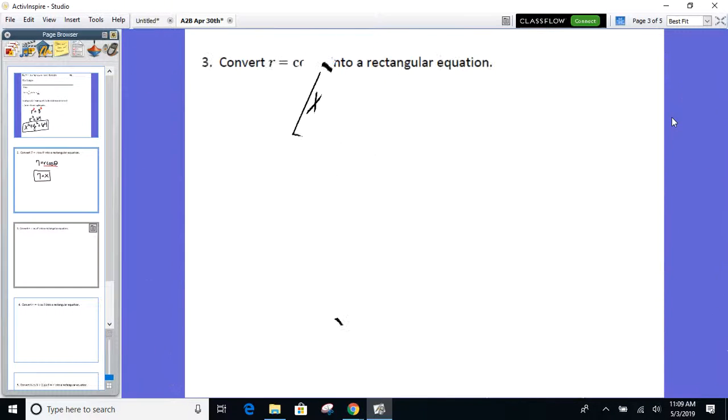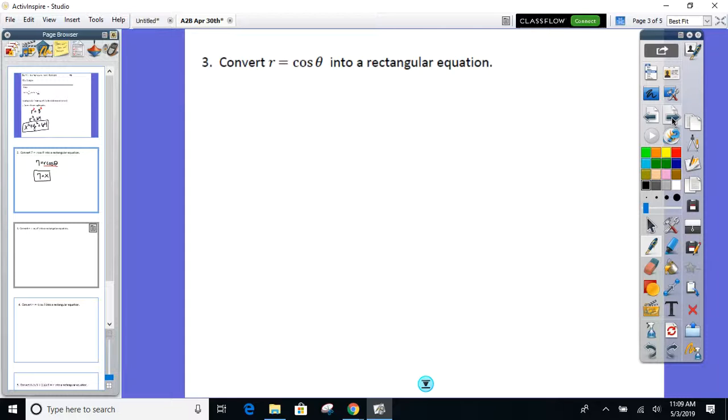All right, let's take our time now. r equals cosine theta. Remember what you want. You want something that's got an r cosine, an r sine, or an r squared. Suggestions? Remember, I need one of these. I need this to happen in the equation. I need this to happen, or I need this to happen. Go ahead, Matt. Suggestion.